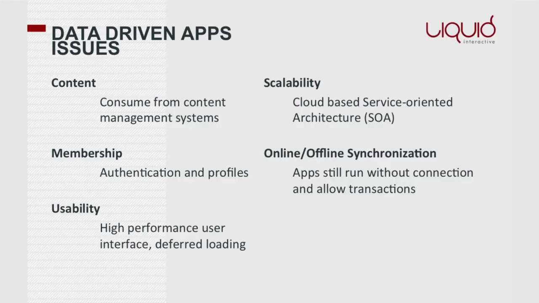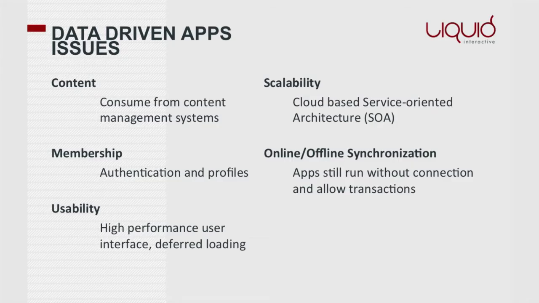When you're building an app that's very dynamic, that's data-driven, there are some concerns and issues that we need to address. One is content. Where does the content come from? And if you're fortunate enough to have a content management system, that goes a long way to solving that particular issue. Membership. Do you maintain your own membership? Do you rely on Facebook or Google Plus for authentication? And are there some profiles? Are you layering information about those users within the app?